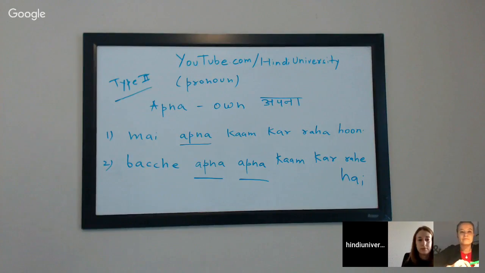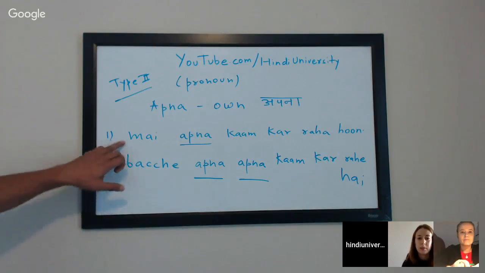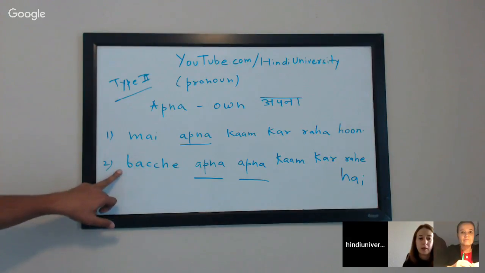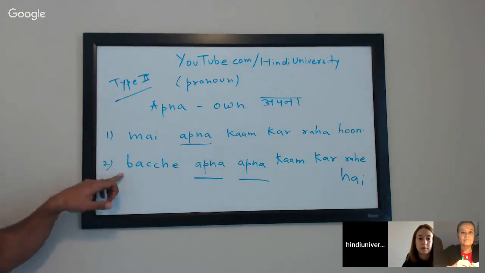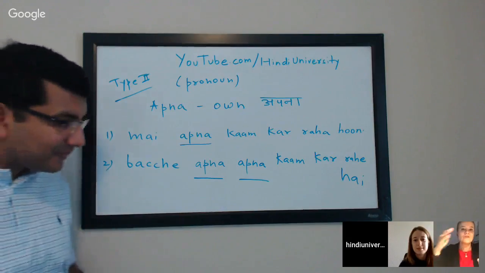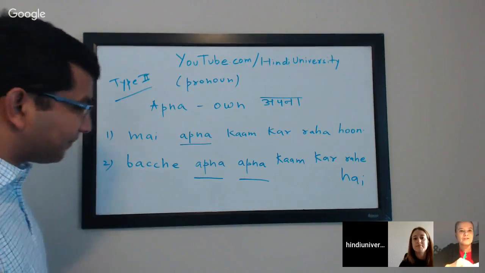You want to give it a try, Chelsea? What do you think this sentence means? The first one just means I am doing my own work. And the second one, I think, means each kid is doing their own work. That's right. Each kid is doing their own work. Anyas, what are your thoughts? No, I thought it was kids are doing every work, as if they had many works to do and they do each of them. I thought that meaning.